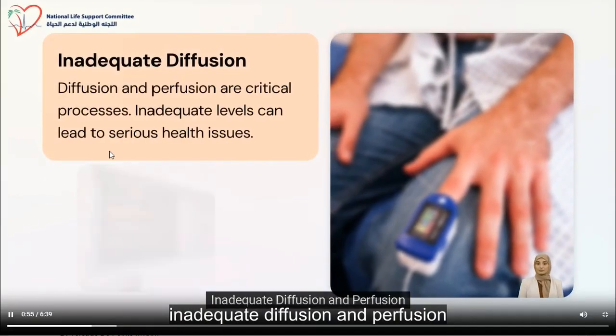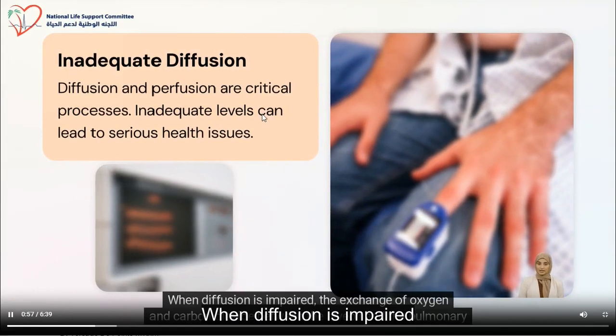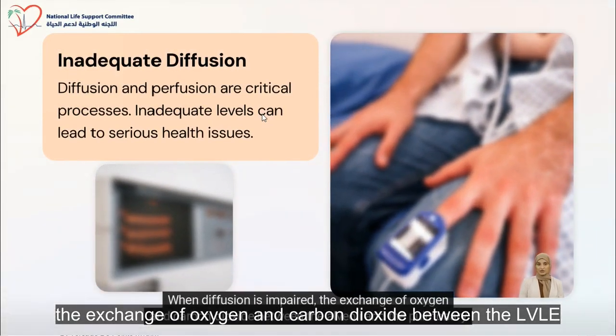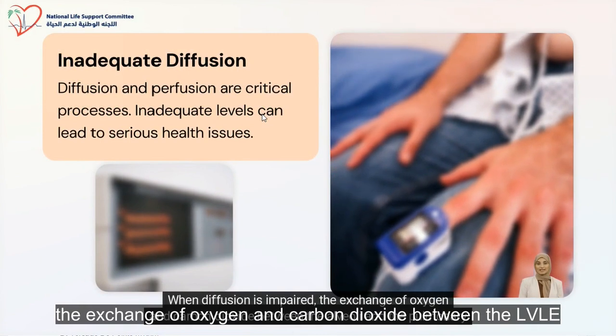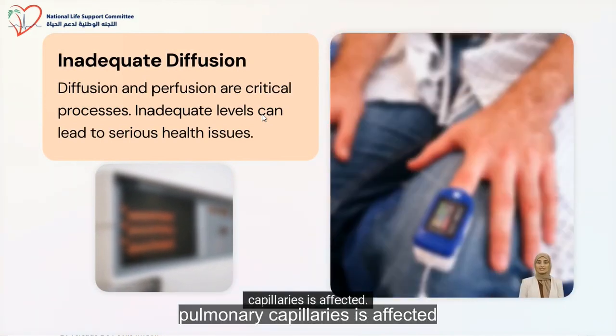Inadequate diffusion and perfusion. When diffusion is impaired, the exchange of oxygen and carbon dioxide between the alveoli and the pulmonary capillaries is affected.